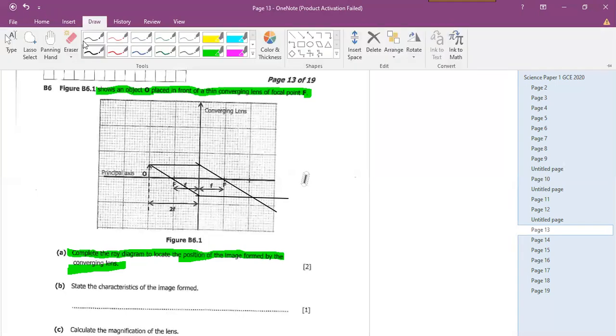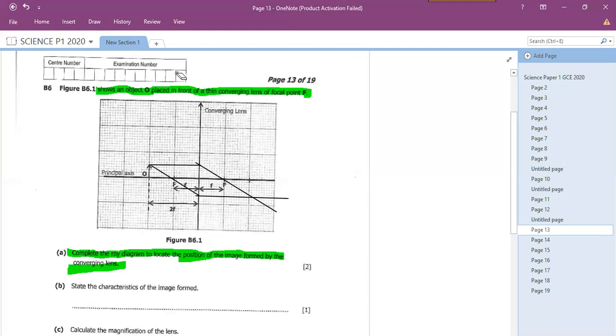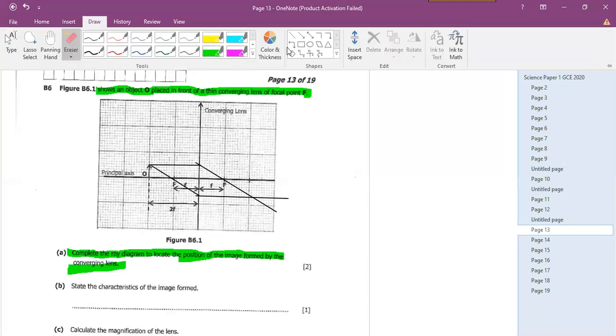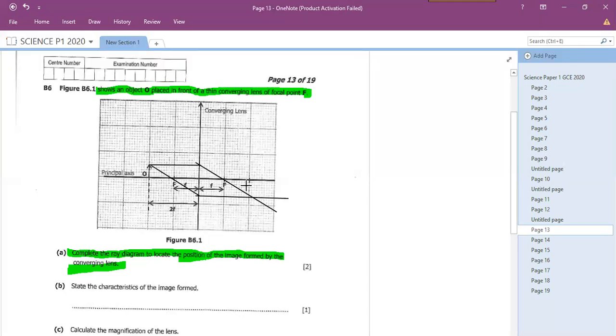Because now we are drawing an image, the image of an object. So let's use an arrow. So they converge somewhere.